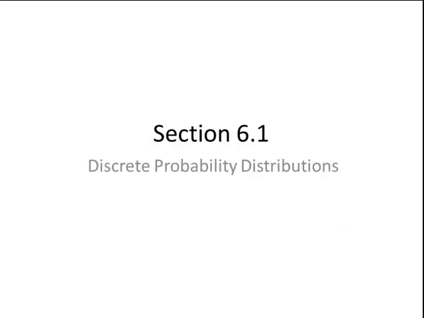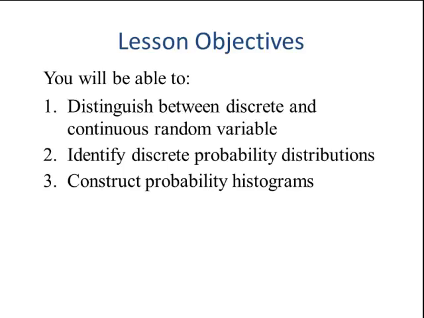Section 6.1, Discrete Probability Distributions. Lesson objectives: distinguish between discrete and continuous random variables, identify discrete probability distributions, construct probability histograms.